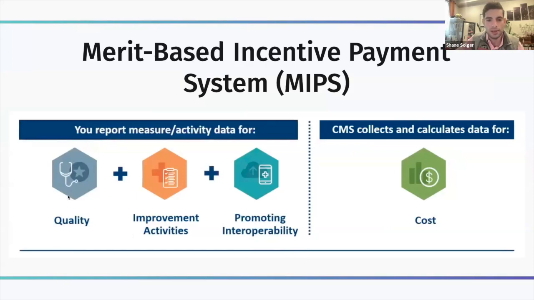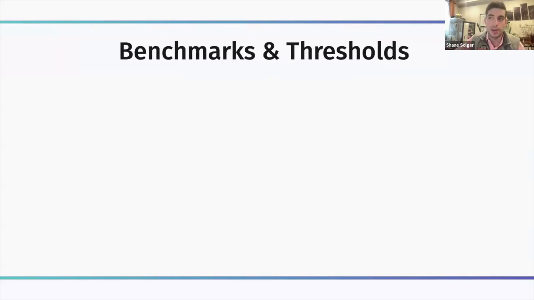So, for the quality performance piece, there's actually 198 quality measures to choose from. For improvement activities, you get to choose from 106 different activities. For promoting interoperability, it's based off of 4 areas, and cost is determined from 25 different measures. So, to not get a penalty, you need at least 75 points. And these points are based off of how well you do on the metrics that you submit to CMS.